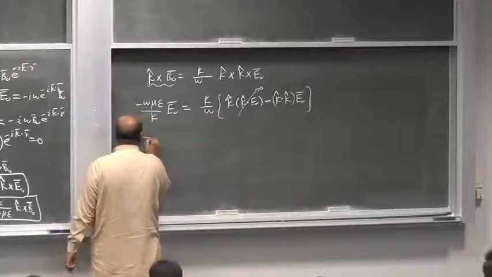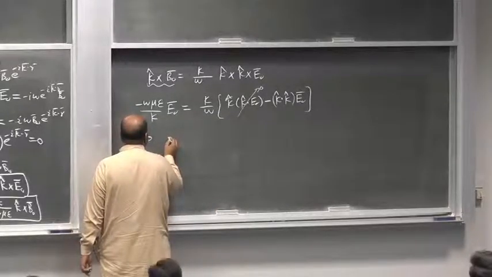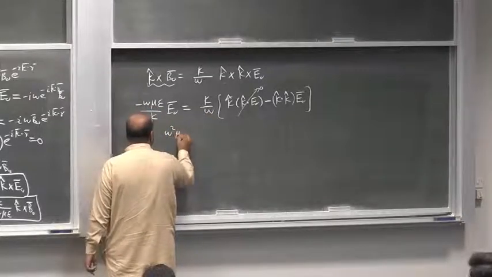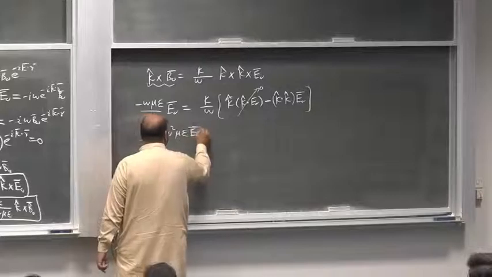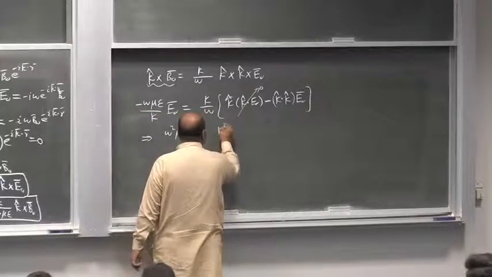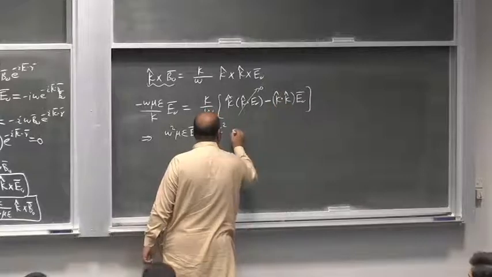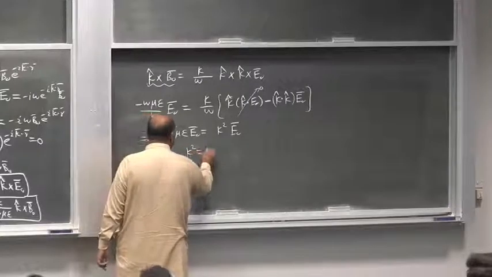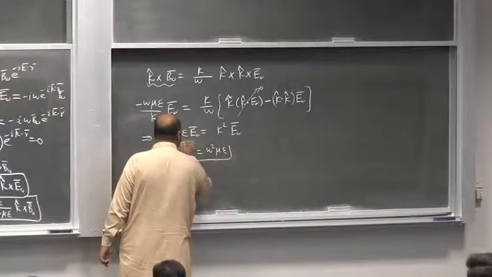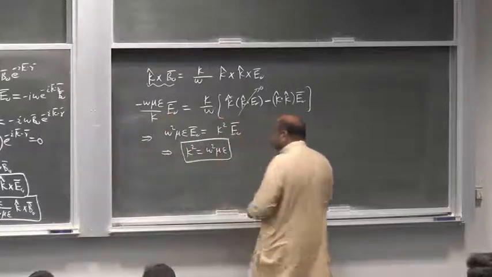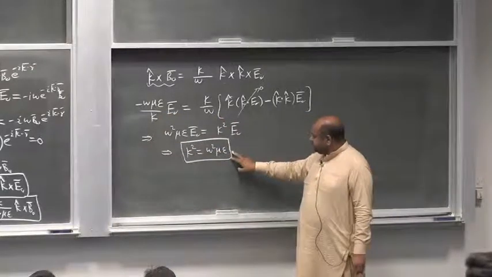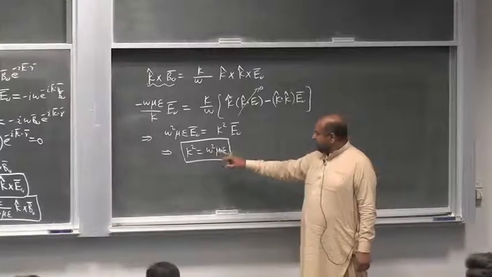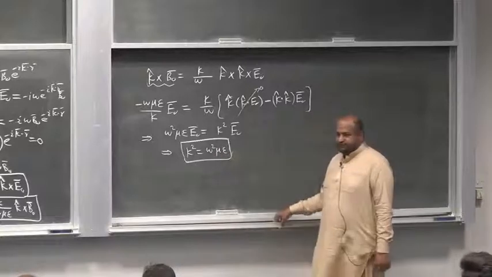So we get, taking this K there and this omega here, omega square mu epsilon over K square. K hat dot K hat is 1, so we get this. Which means that K square must be omega square mu epsilon. So this is the only restriction that we have about K: that its magnitude square must be equal to this thing.